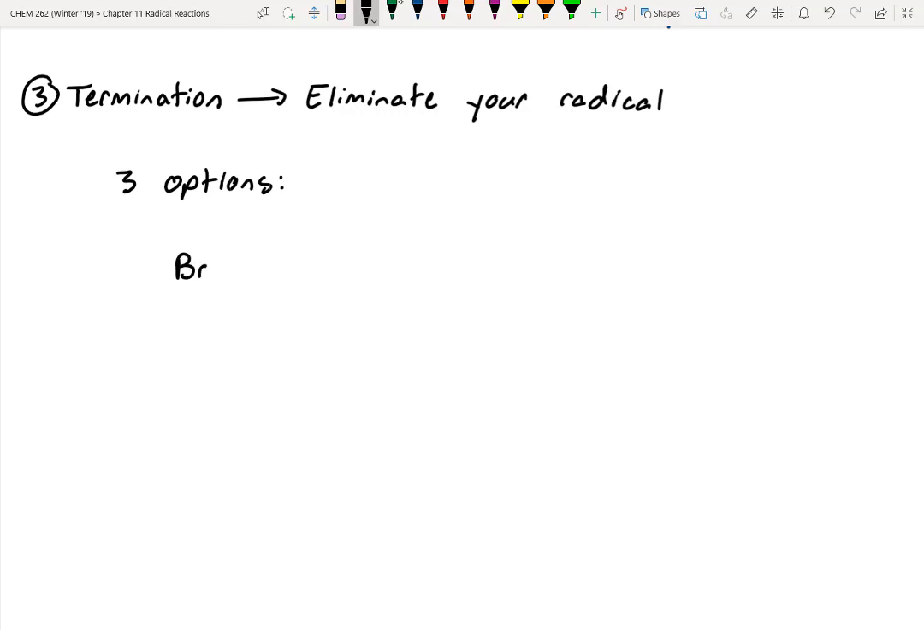So one option could be maybe you've got your bromine radical floating around and it finds another bromine radical in solution. These two could couple together and regenerate your new bromine-bromine bond. So that's nice and easy to show. We started out with radicals and we've ended up with a product that doesn't have any radicals.